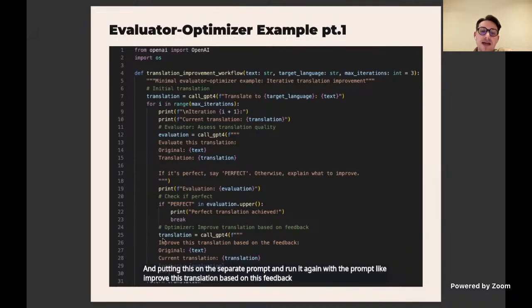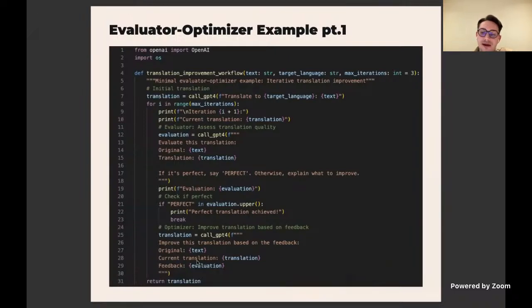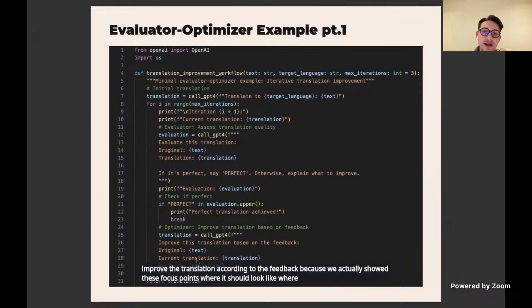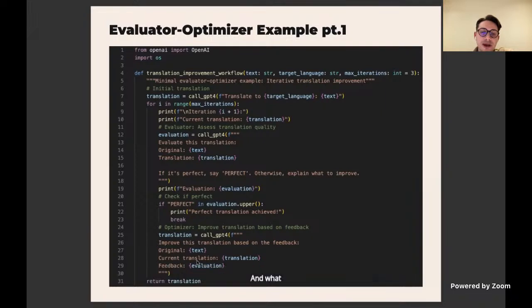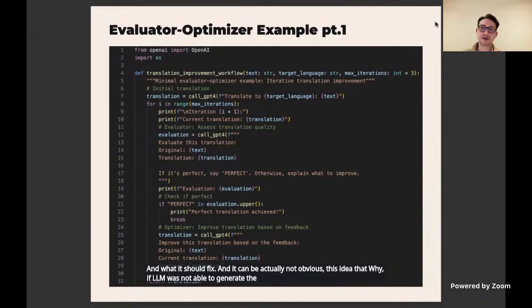And it tries to actually improve the translation according to the feedback, because we actually showed these focus points where it should look and what it should fix. And it can be actually not obvious, this idea that if the LLM was not able to generate a good result, how should it be able to improve it if it hasn't been able to generate it? But it actually doesn't work this way.